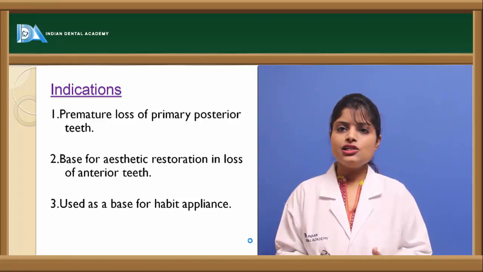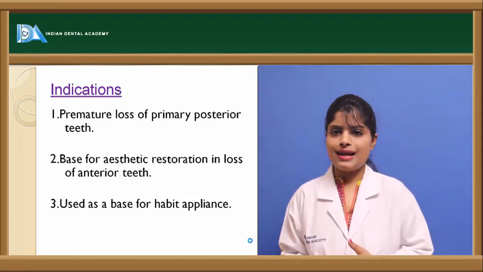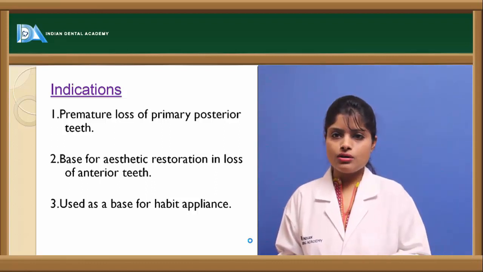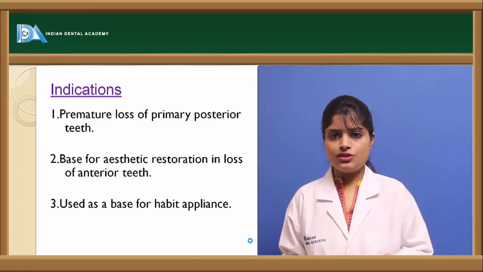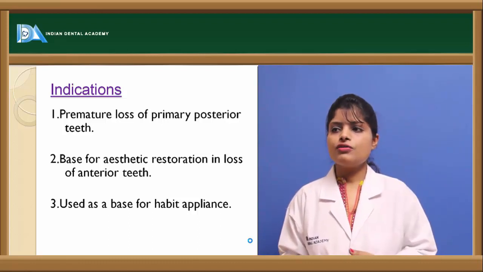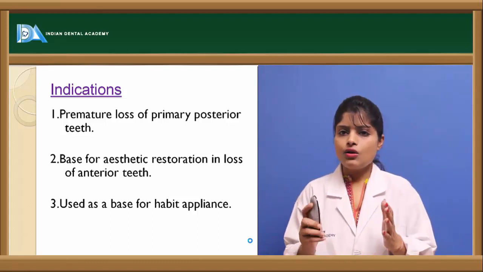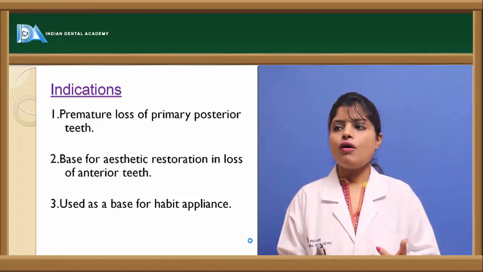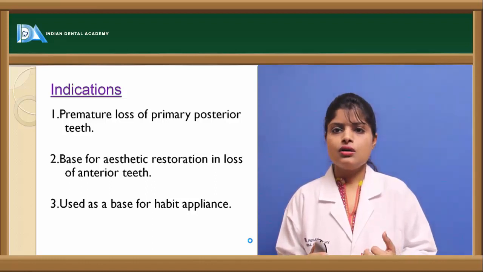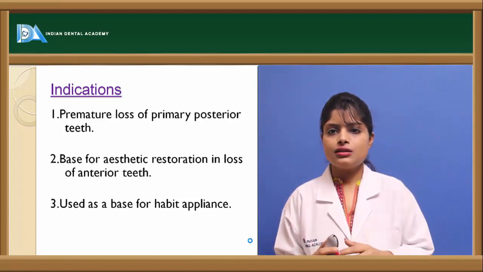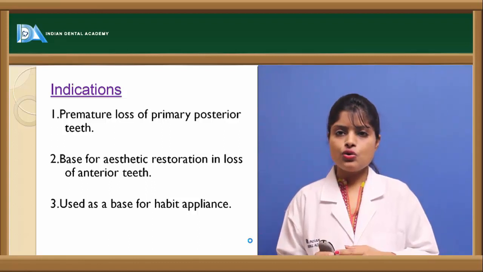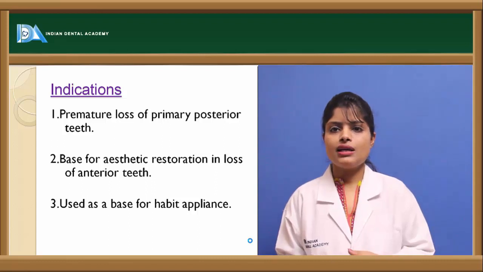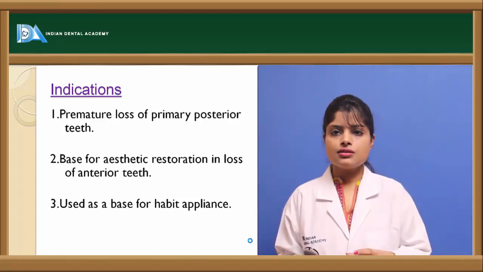Now, what are the indications of this lingual arch type of appliance? It can be given in premature loss of primary molars, bilaterally or unilaterally, or in the multiple loss of primary molars. It can also help in restoring the aesthetic functions of the dental arch. We can use acrylic anterior teeth, if they are absent, to restore the aesthetics. It can also be used as a habit breaking appliance in the case of tongue thrusting.